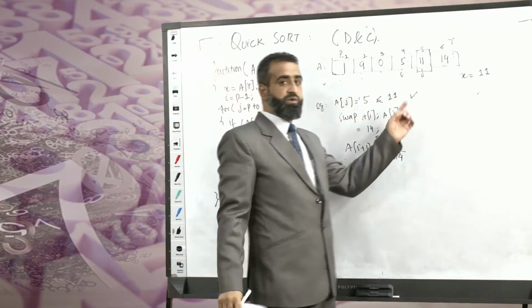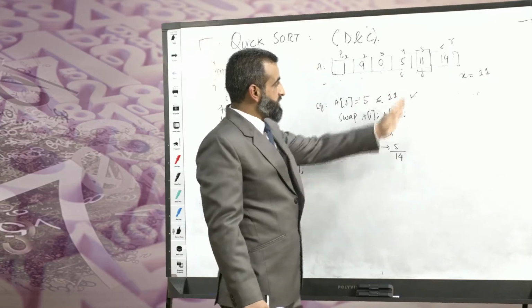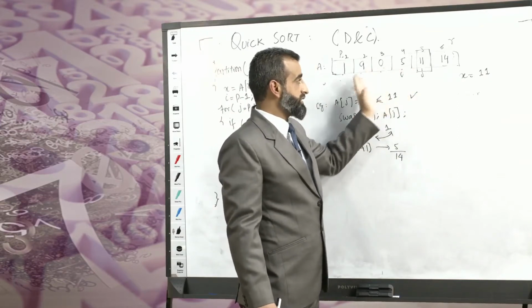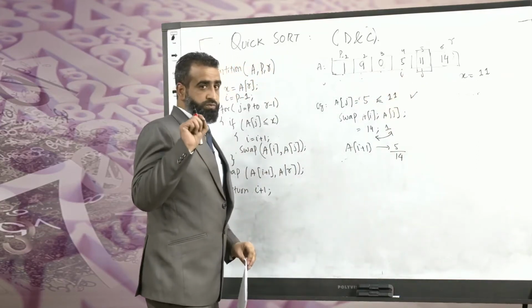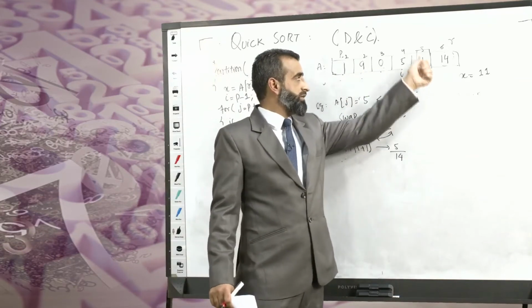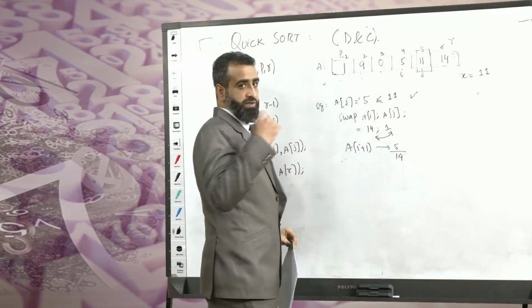This particular element now is in its correct position, and more importantly, it has divided into two parts, not necessarily two equal halves, but two parts. Two partitions have been created, and one very important point about these two partitions is that all the elements towards the left of this particular element are either less than or equivalent to this particular element.